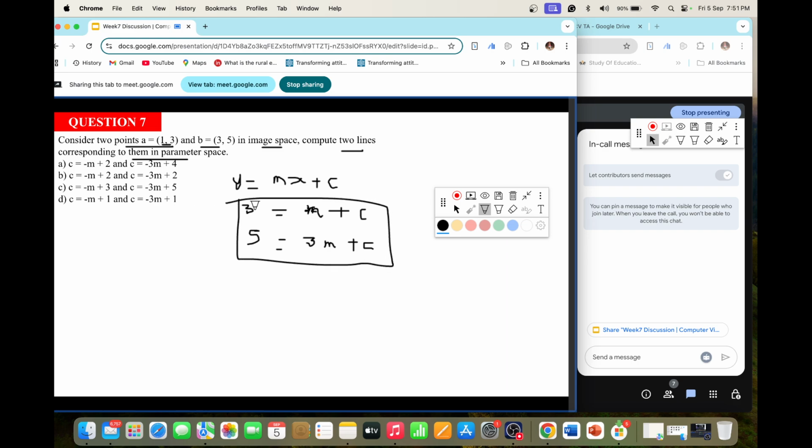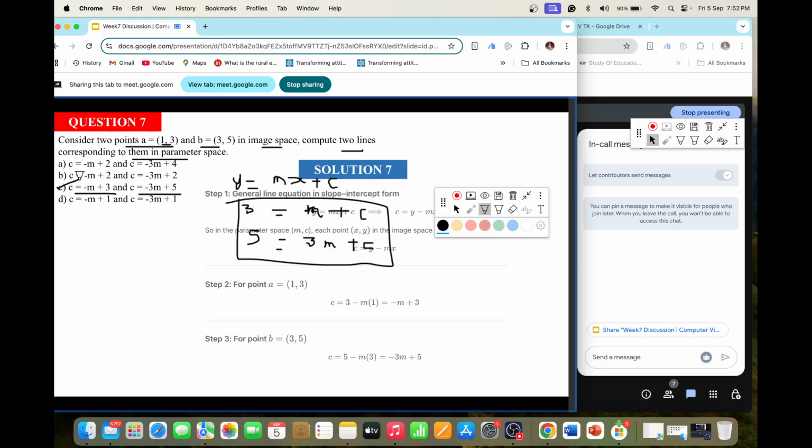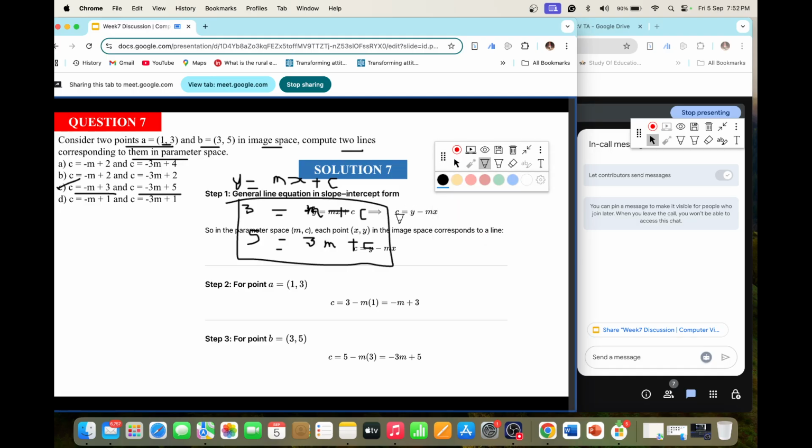So c equals 3 minus m, and c equals 5 minus 3m. So option C is your correct answer. Very easy. Just convert this to c equals y minus mx and put the values. For the first point this is the parametric form of the line, and for the second point this is the parametric form of the line. So by that you can get the answer. So option C is your correct answer.